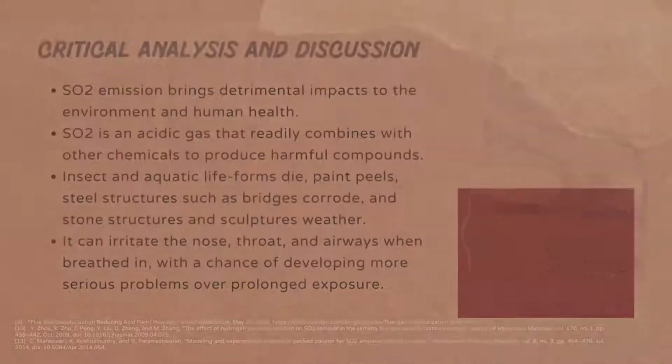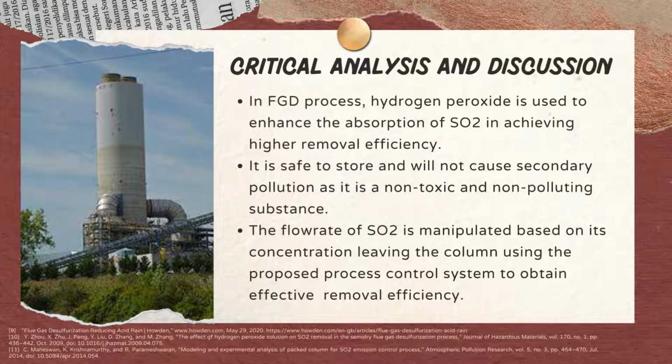over prolonged exposure. In the flue gas desulfurization process, hydrogen peroxide is used to enhance the absorption of sulfur dioxide in achieving higher removal efficiency. Hydrogen peroxide is safe to store and will not cause secondary pollution as it is a non-toxic and non-polluting substance. Since the flow rate of hydrogen peroxide has a direct influence on the sulfur dioxide absorption rate, the flow rate of hydrogen peroxide is manipulated based on the sulfur dioxide concentration leaving the column to obtain effective sulfur dioxide removal efficiency, which can be done by the proposed control system.